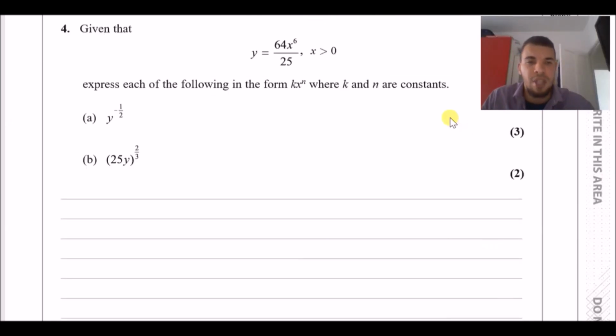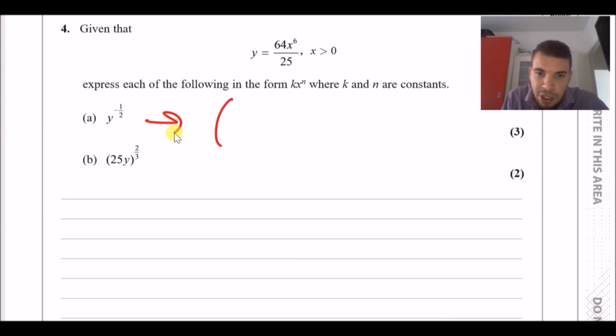So what do we have here? Given that y equals this fraction, where x is strictly positive, express each of the following in the form kx to the power n, where k and n are constants. All right. So they want us to express y to the power of minus half in this form. Now, all this is saying is, you have an expression for y. What happens if you put a power of minus half on it? So essentially, it's going to be the whole expression, 64x to the power 6 over 25, all to the power of minus a half.